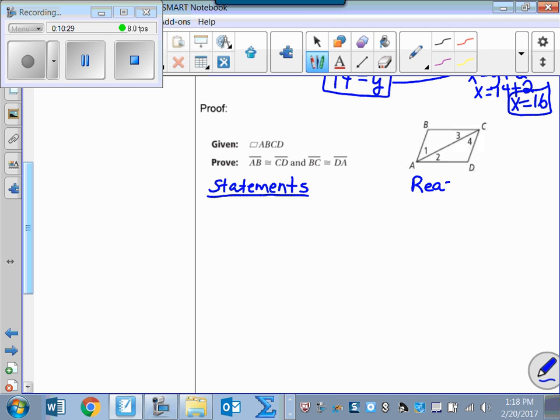Statements, reasons, and of course we're going to put our given statements first. I have parallelogram ABCD, and that's given.